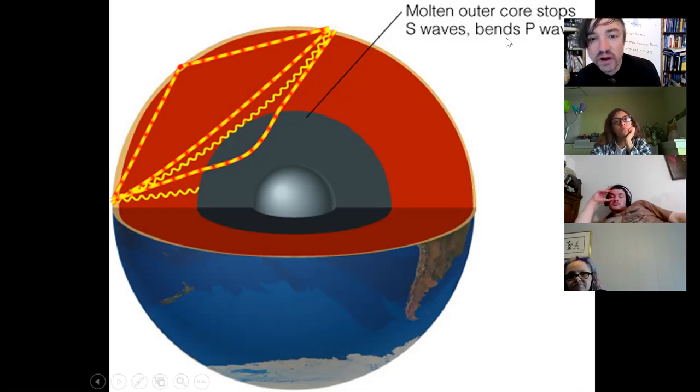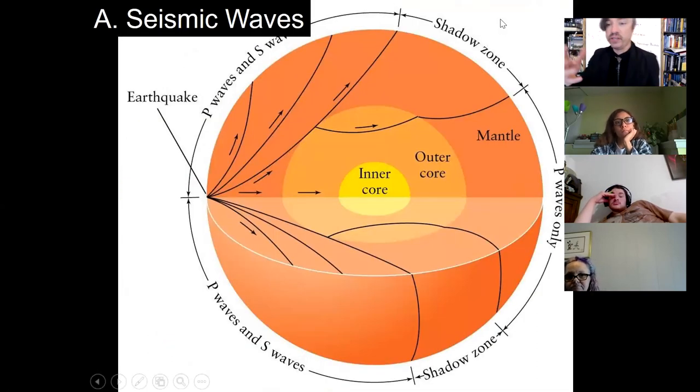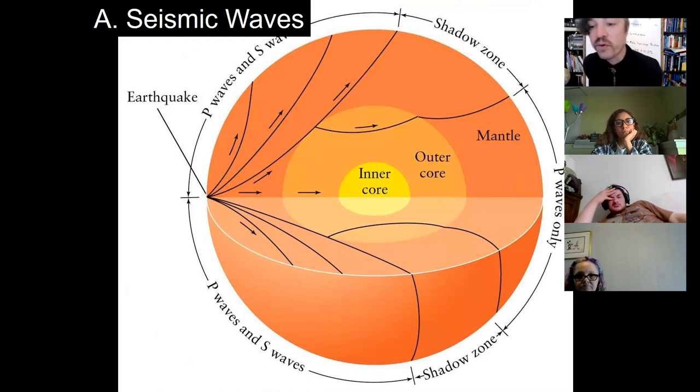So this is kind of a long-winded story, but this is to explain to you, earthquakes and seismic waves are the way that we probe the interior of Earth without having to drill a hole to the center of the planet. And this is how we know the things that we know.